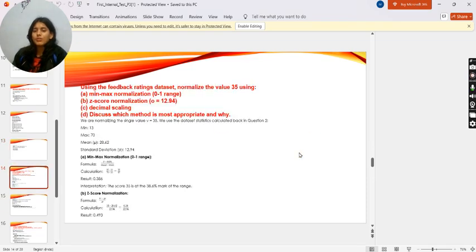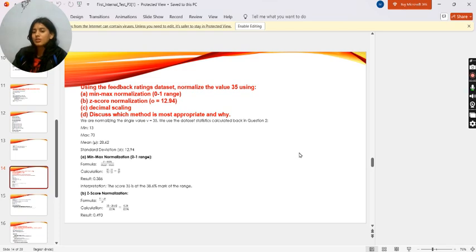Now, using the feedback rating dataset, normalize the value 35 using min-max normalization in the 0 to 1 range, Z-score normalization with sigma equals 12.94, and decimal scaling. Discuss which method is most appropriate and why. We are normalizing the single value V equals 35. We use the dataset statistics calculated back in question 2.